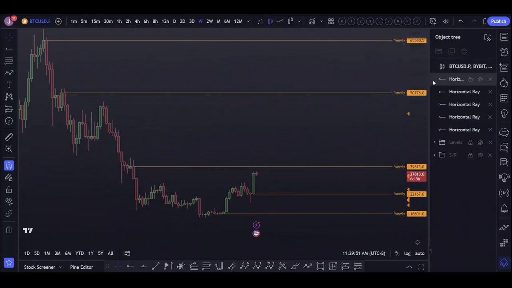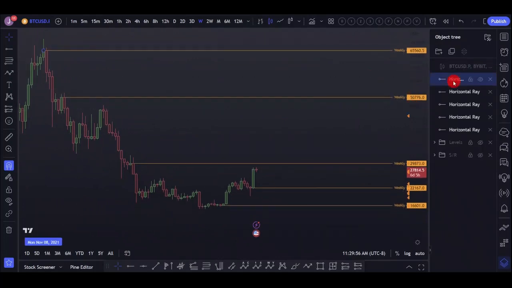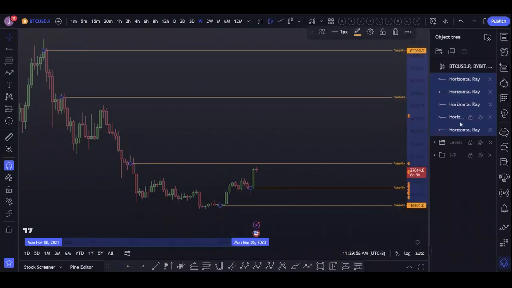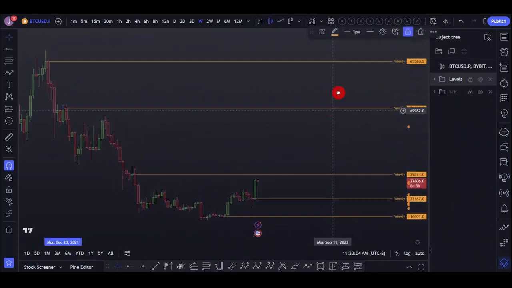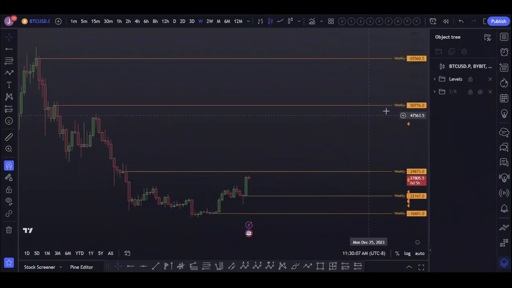Okay, so I'm going to do the same thing I did with the monthly levels. I'm going to hit shift, click, and click, and I'm just going to drag it into the folder and lock it in so that when I come back over here, if I accidentally click it, they won't move anywhere, they'll stay right in place. All right.